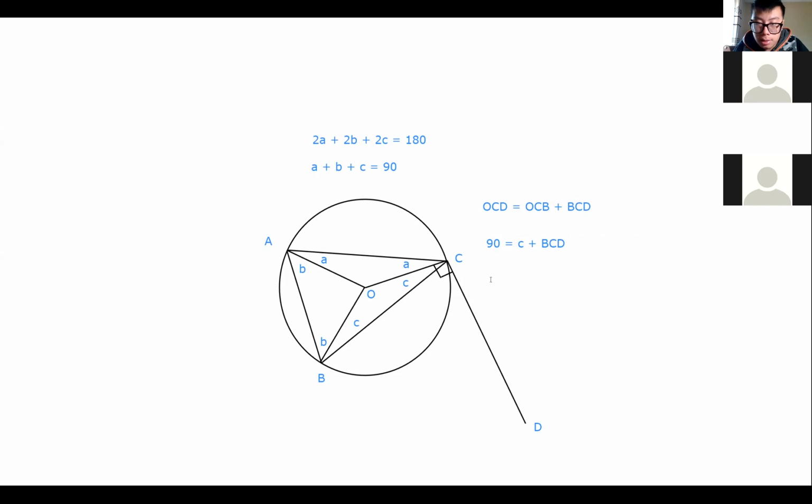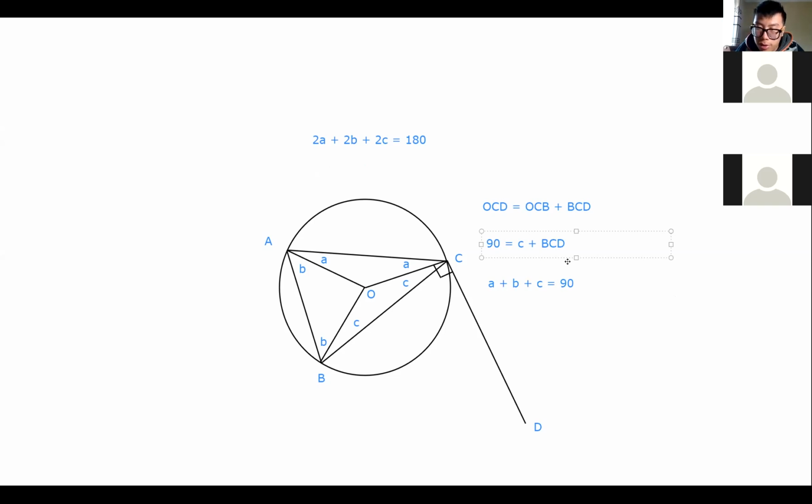All right, so that means BCD is equal to 90 subtract C. Okay, so this is what BCD is equal to. And remember, we also have this expression, A plus B plus C is equal to 90 degrees. Let's just keep this line and see how these two compare.